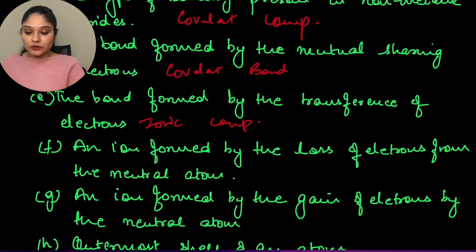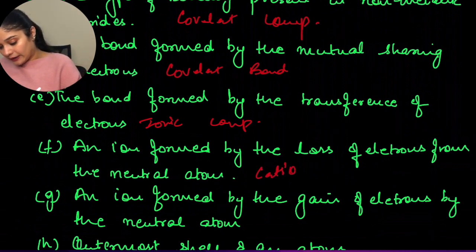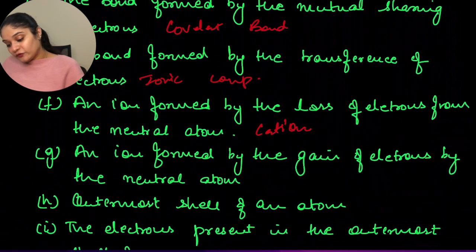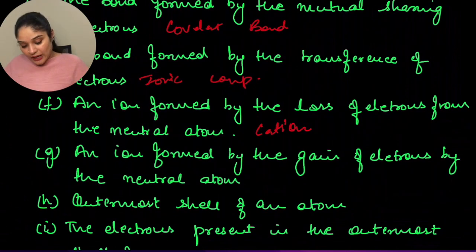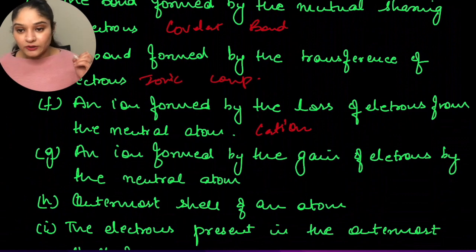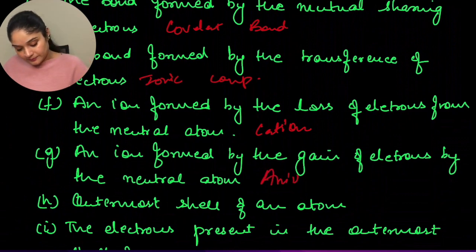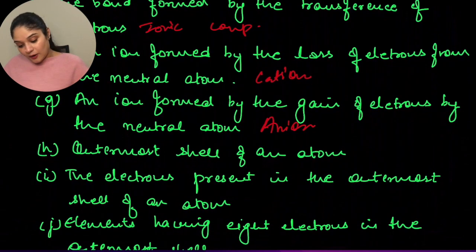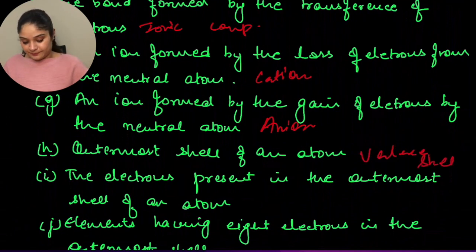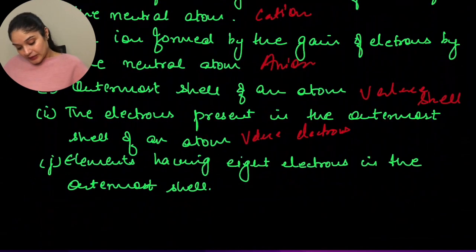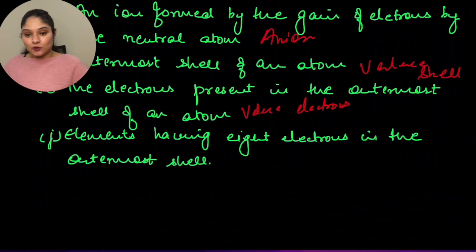Now, an ion formed by the loss of electrons from the neutral atom. So when we have loss of electrons, we are talking about cation. Then an ion formed by the gain of electrons. So when we have gain of electrons, that means a negatively charged ion, an anion. The next is the outermost shell of an atom, which is the valence shell. The electrons present in the outermost shell of an atom are valence electrons. Then elements having 8 electrons in the outermost shell are known as inert gases or noble gases.